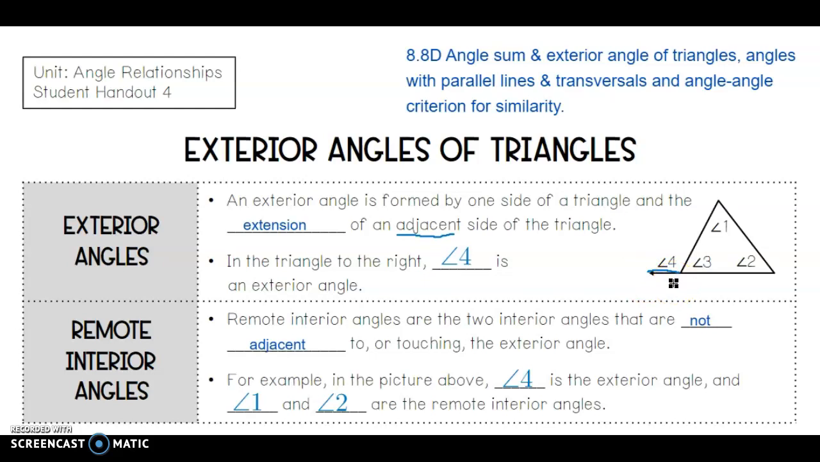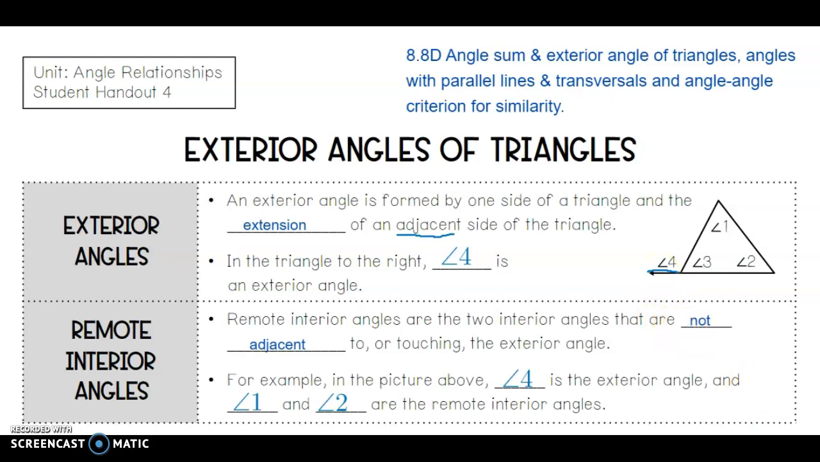And in the triangle over here to the right, angle 4 is our exterior angle. It's exterior because it's outside of the triangle and it is formed from this extension, which is next to, which is what adjacent means, angle 3.